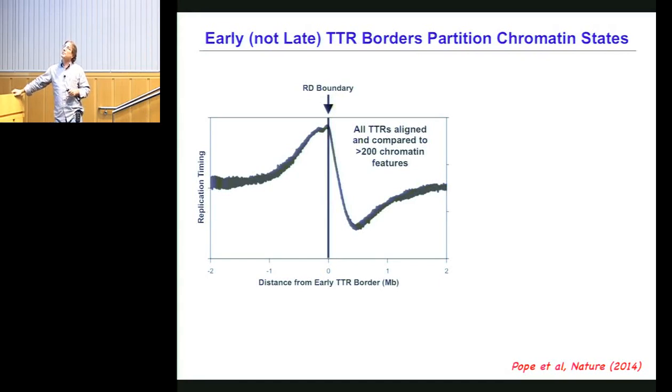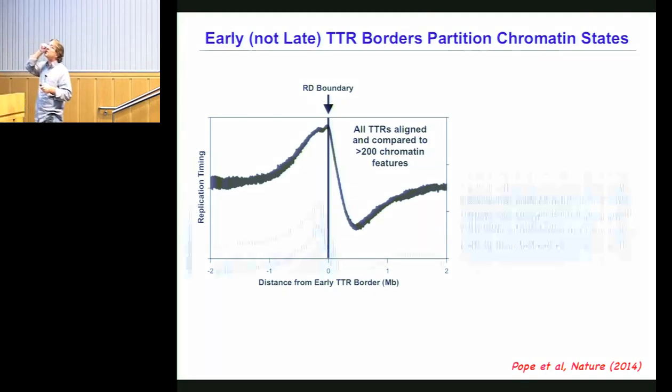So we joined ENCODE, and as a result of that, we started doing a lot of comparison. What you see here is taking a cell line and collapsing all the timing transition regions into one plot, okay? And then aligning them all at the earliest end of the timing transition. This is a bit of an anachronism. I'm going to tell you why we think it's there in a minute. And then we align that to over 200 chromatin features, transcription factors, you know, all the ENCODE stuff.